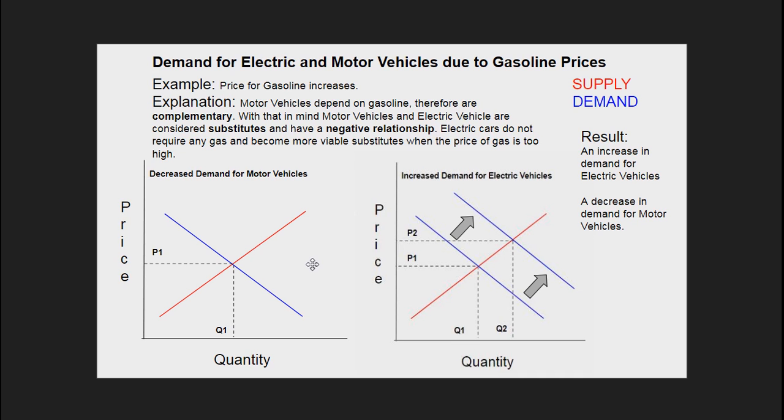So what would happen? We would get an increased demand for electric cars because we don't want to pay for that increased price in gas. Or we get a decrease, as you can see here, in demand of motor vehicles. So we would get a decrease in both price and quantity. And here we get, for electric vehicles, price and quantity would increase.